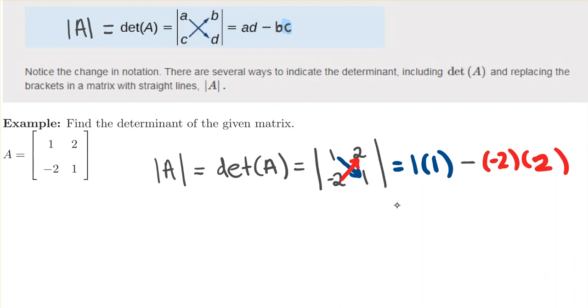Simplify this expression and we'll get 1 minus negative 4. 1 minus negative 4 equivalent to 1 plus 4. And we get the determinant of A is 5.